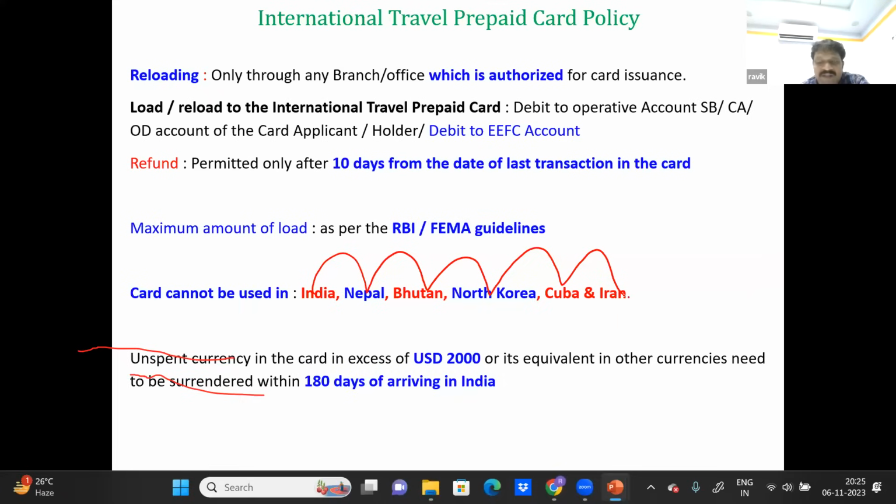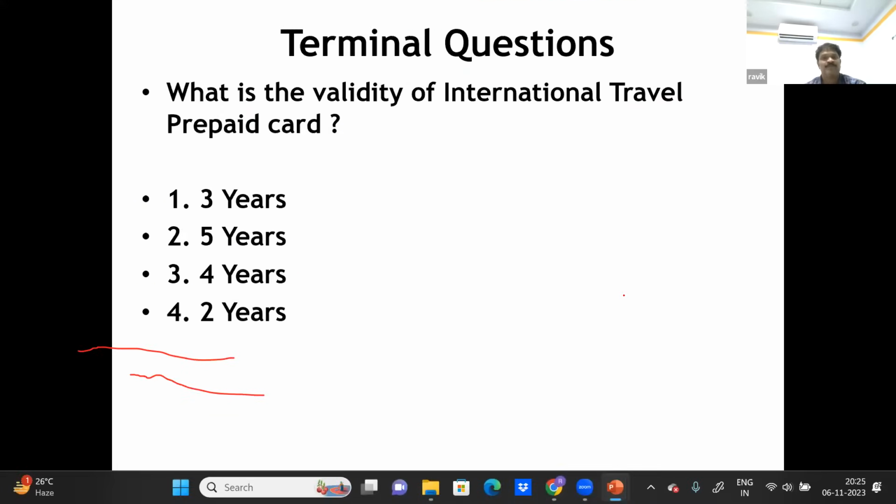Same. You can see here in the circular itself, they have written: unspent currency in the card in excess of 2000 in another currency need to be surrendered within 180 days of arriving India. I already told you in Forex class. While going, before 180, you can take advance. After returning, within 180 days, you have to surrender; up to $2,000 you can retain with you. Coins unlimited you can retain. Same point is written in this policy: up to US dollars 2000, he can keep, remaining to be surrendered within 180 days.